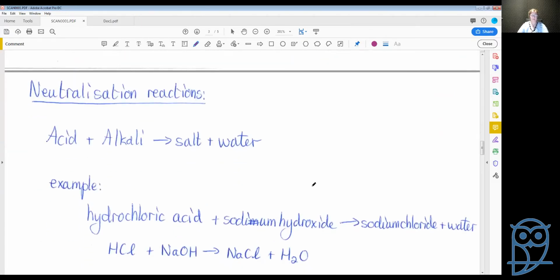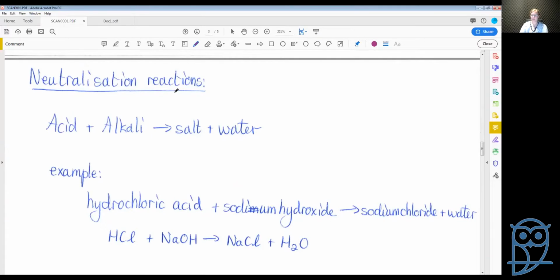So back to what's actually in the syllabus. Neutralization reactions. This is what happens when you mix an alkali and an acid.